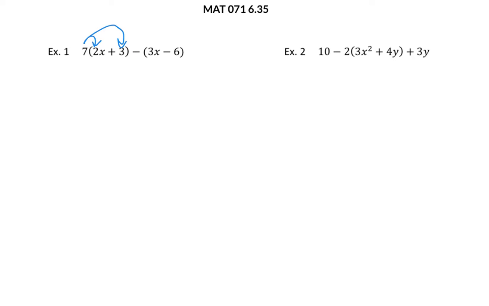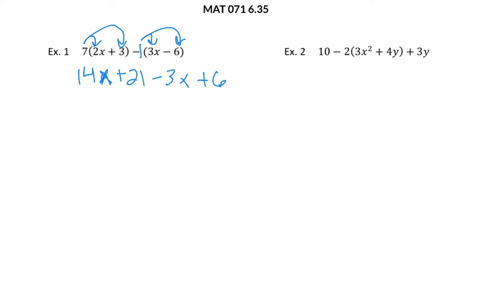So 7 times 2 is 14x. 7 times 3 is 21. We're going to keep the plus sign because we didn't multiply by a negative number. If I have a negative right in front of the parentheses, technically that's a -1. And what that does is it changes every sign inside. So now we're going to have a minus 3x and a plus 6. You have to switch those signs when we multiply by a negative.